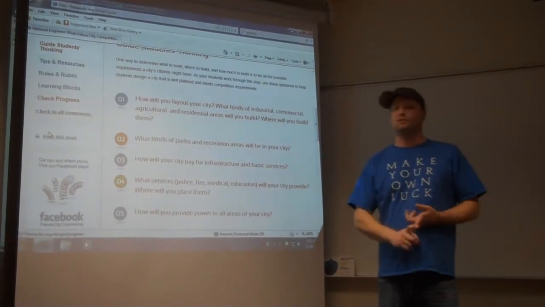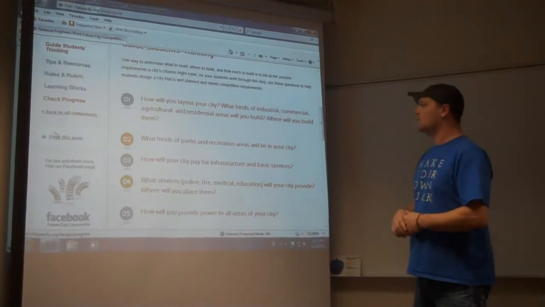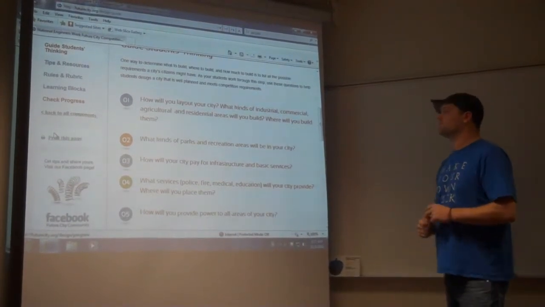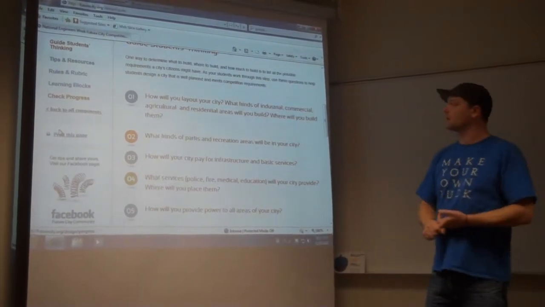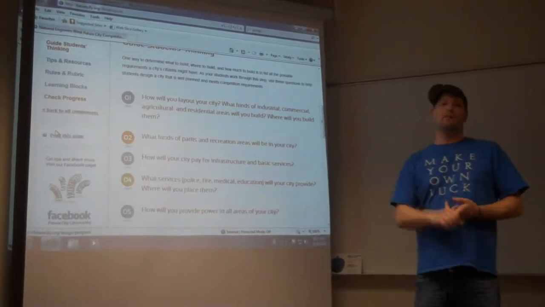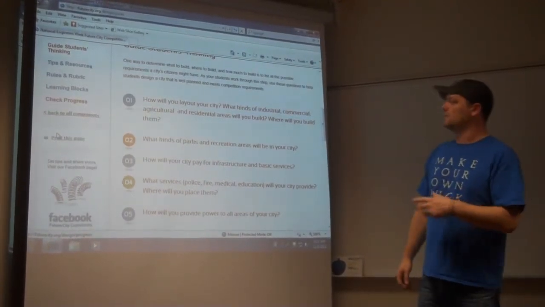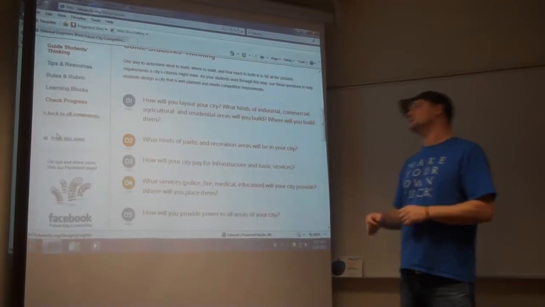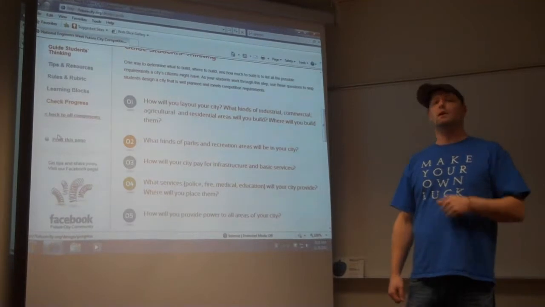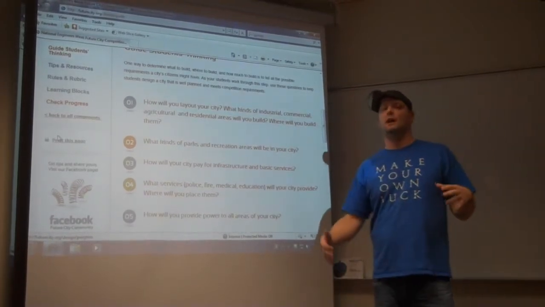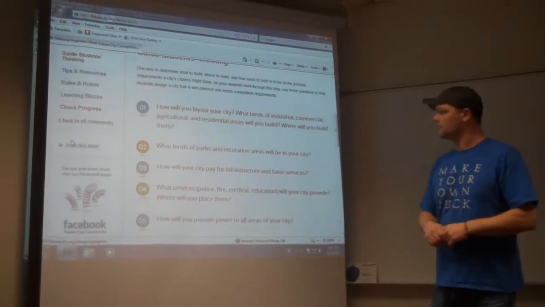Are you going to have something like Central Park in New York, or just a little reservoir park like there is in Glen Oak? Or the next one, number 3, how will your city pay for its infrastructure and basic services? This is where the economic part of the city comes into effect. You have to make sure that you don't put out more than you're taking in money-wise. The next one, number 4, what services, police, fire, medical, education will your city provide, and where will you place them? You have to make sure you place the schools in residential areas. Police and fire, the same way, same thing with medical.